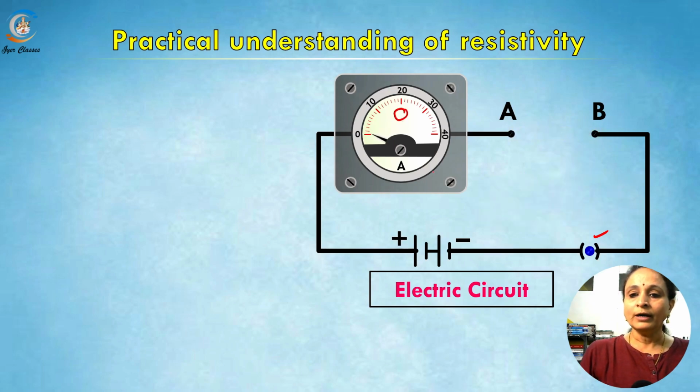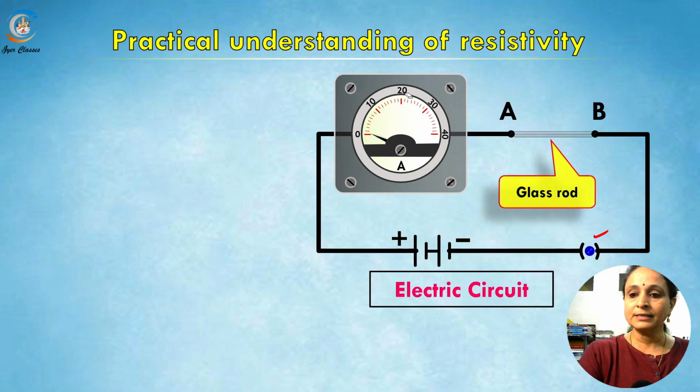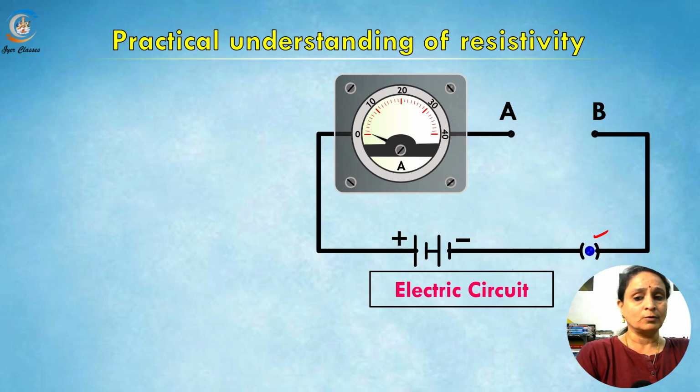Now what happens if this particular gap has a glass rod, a bad conductor of electricity? The circuit is not complete and no current flows, and the ammeter will show zero current. Zero current means what?